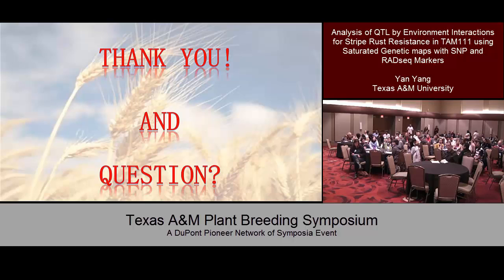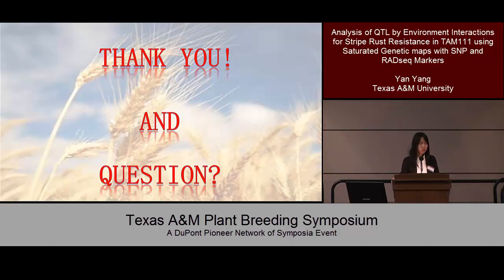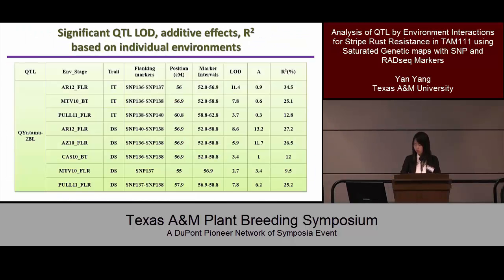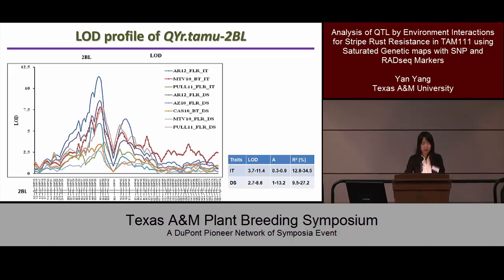Yes. We chose four stages of the rust data. But when we analyze the data, we combined them, like this, you can see. You can see this picture, this QTL 2BL, the major QTL we identified. For the infection type, FLR means the flowering time and BT means booting time. We usually analyze all four stages, but we find this major QTL across these two stages, flowering time and booting time. And also for the disease severity, also the flowering time and booting time. Yes. Thank you.